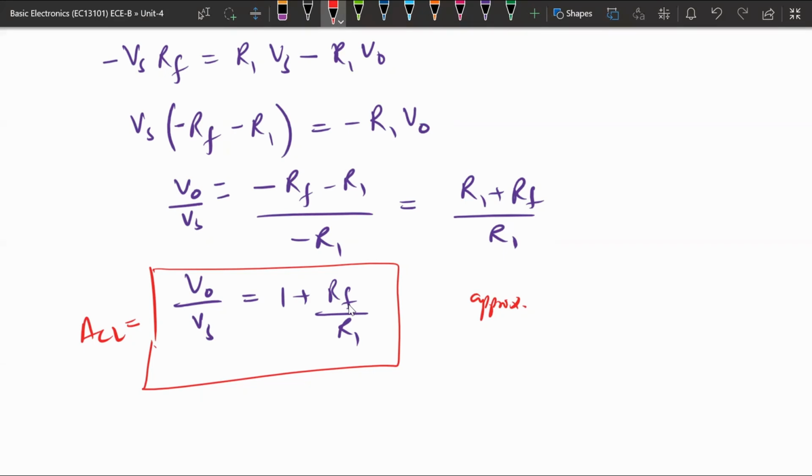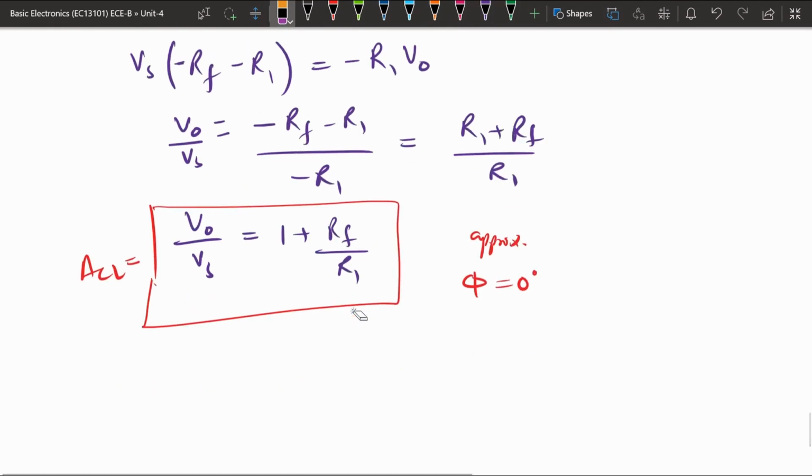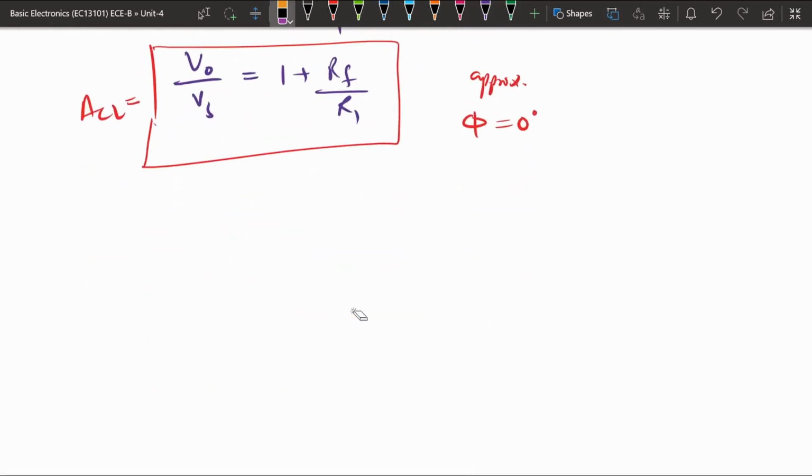From there we can see the ratio of Vout divided by Vin is a positive value, so the phase shift is 0 degree. In the case of the inverting one, the phase shift was 180 degree. So this is the approximate analysis. Similarly, we can do the exact analysis also in the case of the non-inverting terminal.